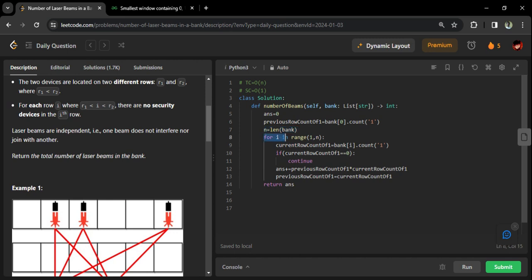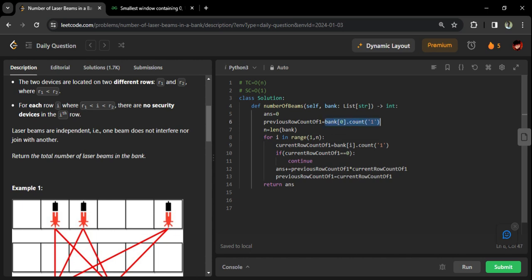Then I'm starting a for loop. Remember the for loop, the first value of i will be 1 and not 0, and it will go till n minus 1. So what I'm doing next, as simple as that. I'm trying to find in the ith row, starting from 1, how many ones are there?